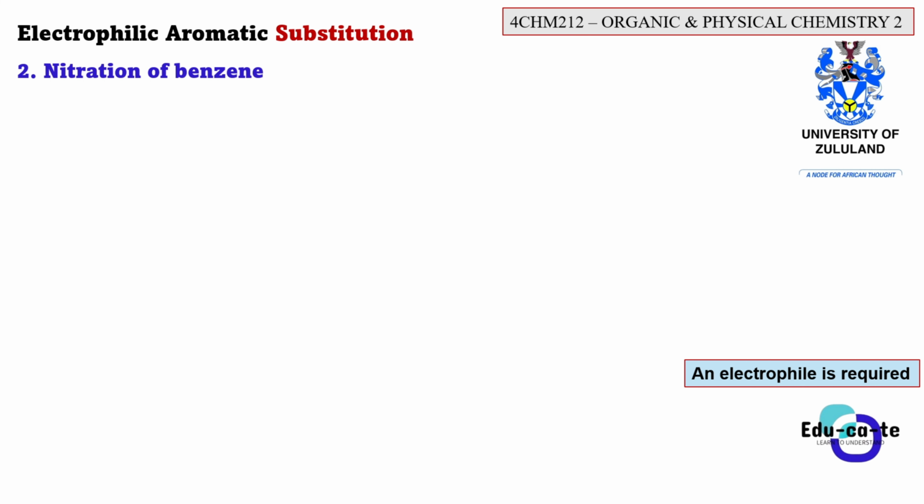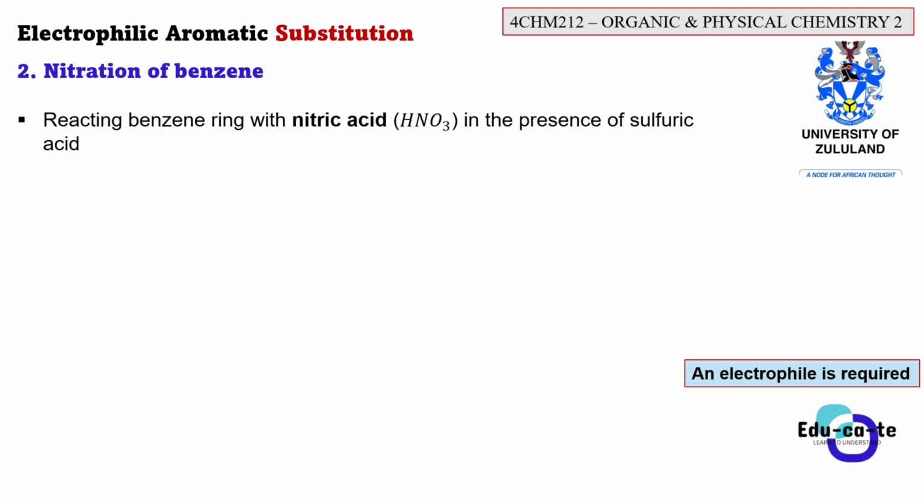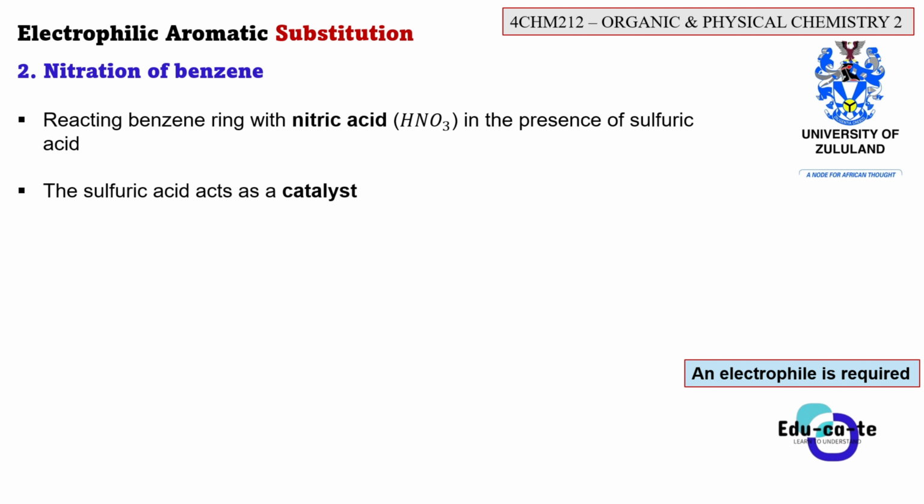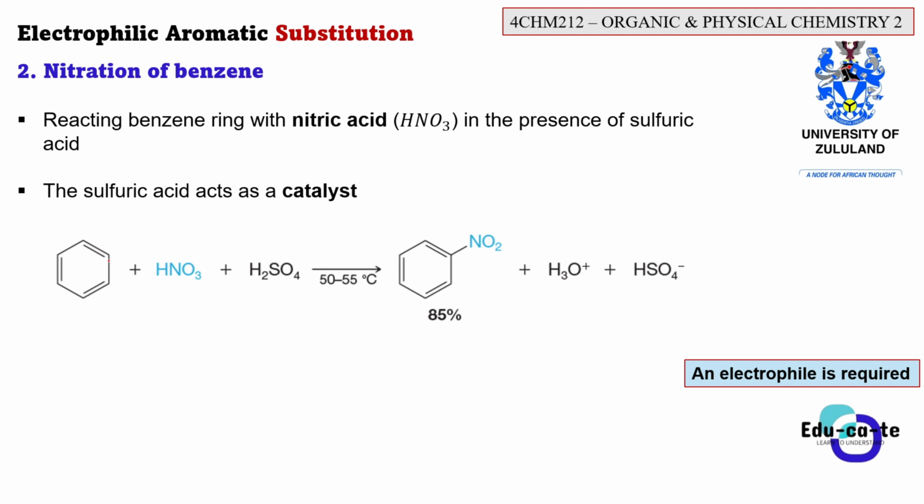So basically, when we're talking about nitration of benzene, we are reacting the benzene ring with nitric acid, which is HNO3, in the presence of sulfuric acid, which is H2SO4, whereby the sulfuric acid is acting as a catalyst that is facilitating the reaction. Diagrammatically, we take a benzene ring and react it with nitric acid, HNO3, and the reagent catalyzing this reaction is H2SO4.